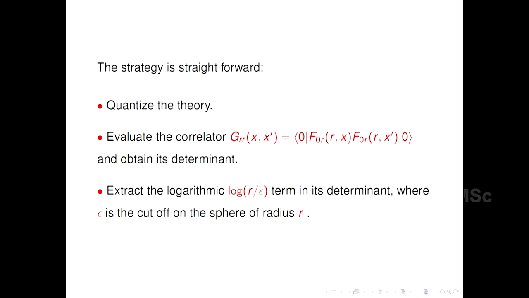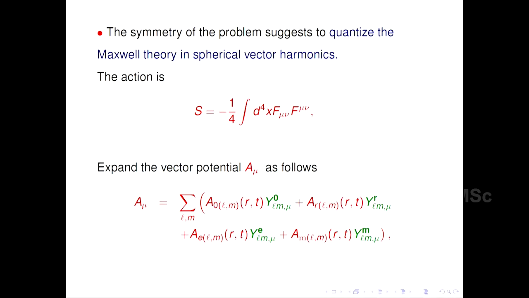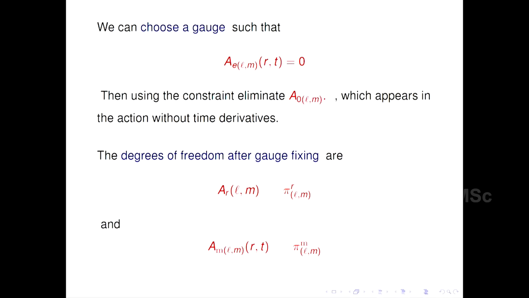So, and that will be a cutoff, log coefficient with respect to the cutoff. So for Maxwell's theory, the natural variable to do it is basically the harmonic. In the radial, you quantize the thing in vector harmonics. We expand this in vector harmonics and fix a gauge. This is basically the tangential directions to be set to 0. You can eliminate one. Again, as expected, there will be 2 degrees of freedom after gauge fixing, AR and AM.